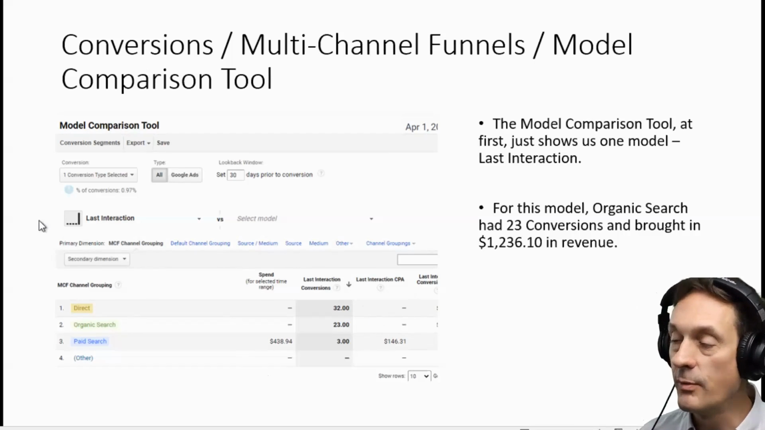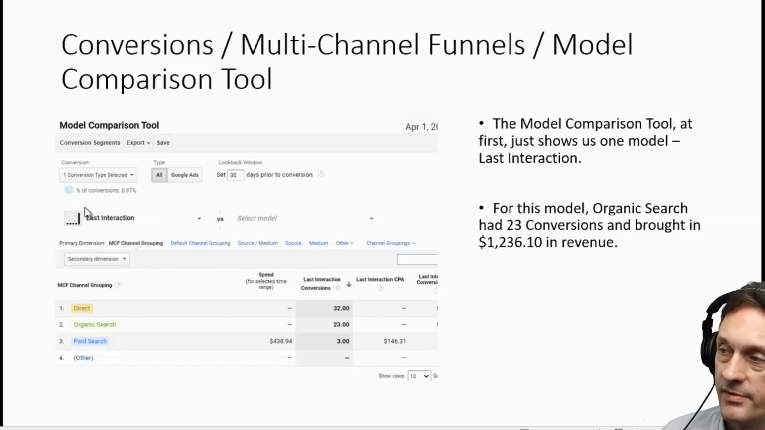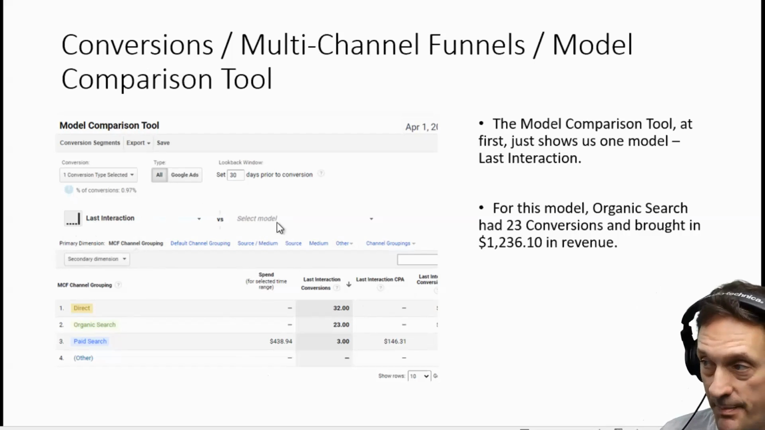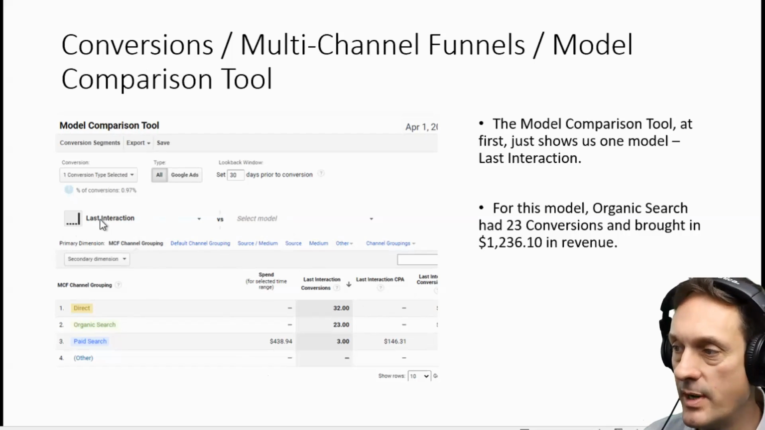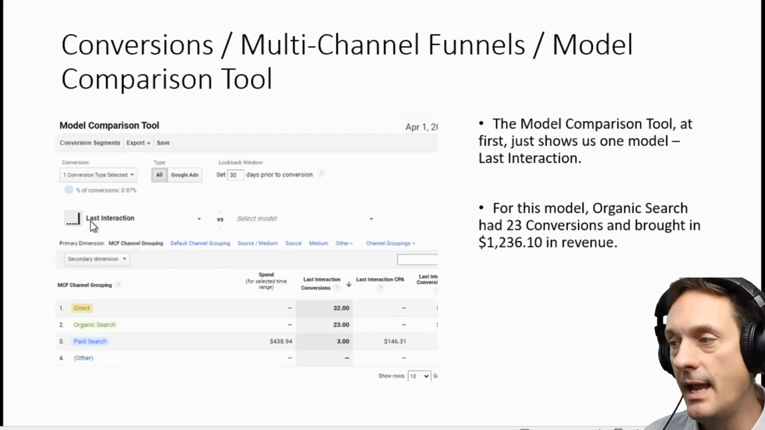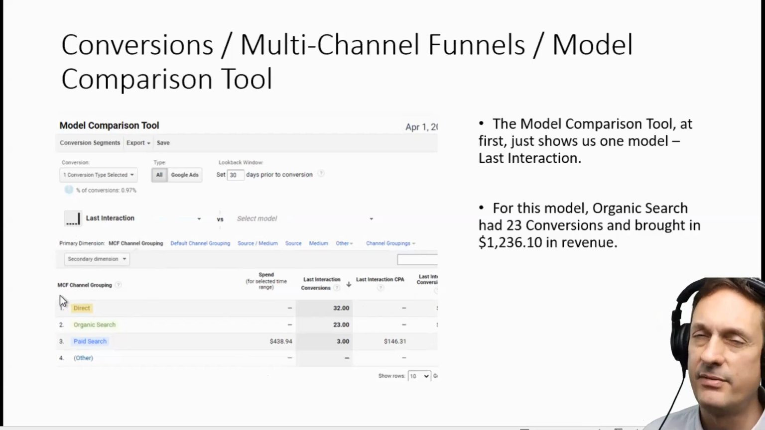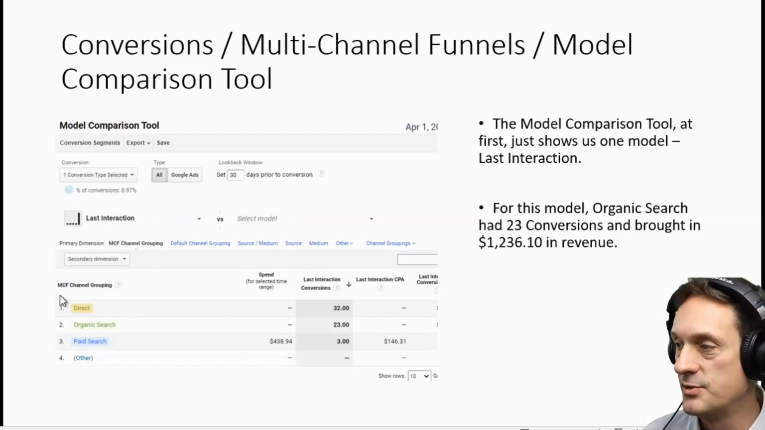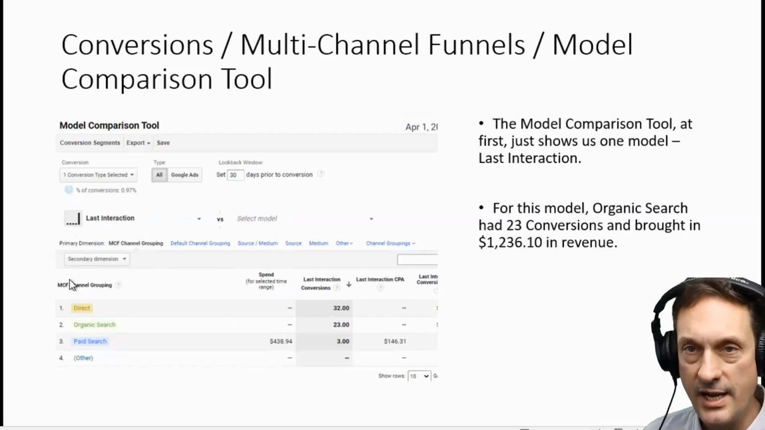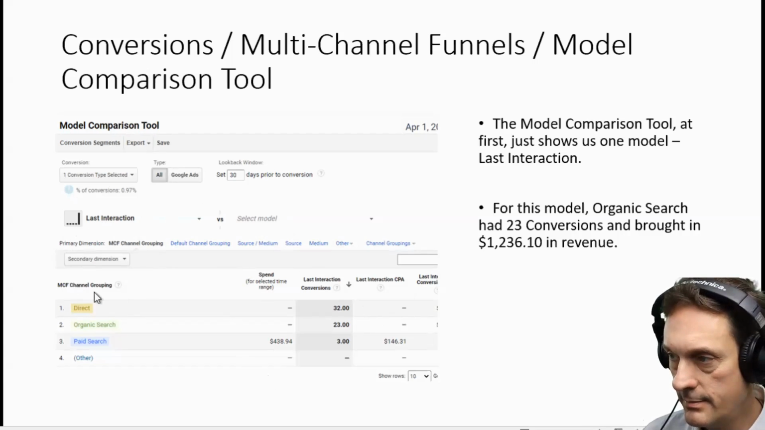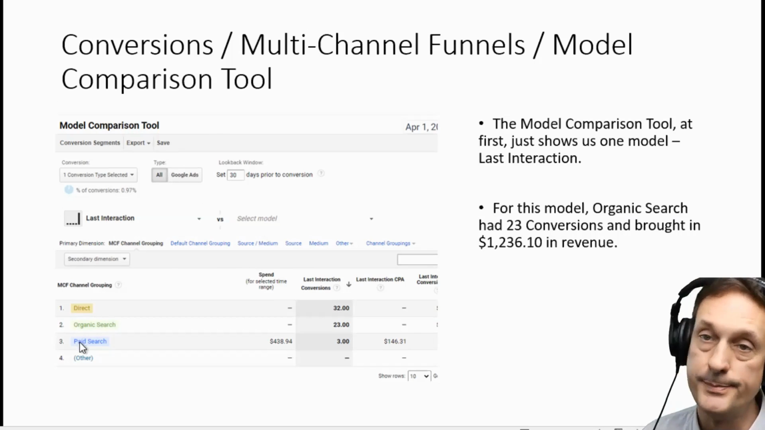So here we have, what we're saying is, okay, this is the last interaction model. So we start off with last interaction. And what we're going to do is we're going to compare it, but right now we're not comparing. We're just looking at one, last interaction, that's it. And here we see multi-channel funnel, MCF. Why they abbreviate that is ridiculous. But anyway, MCF channel grouping. So it says what channel grouping was the touch point? Direct, organic search, paid search. We only have 3 here. Okay.